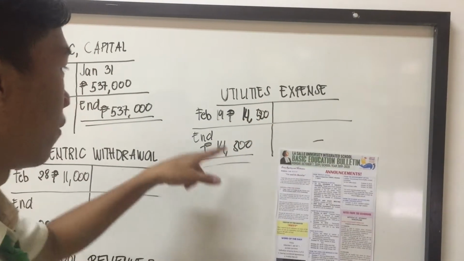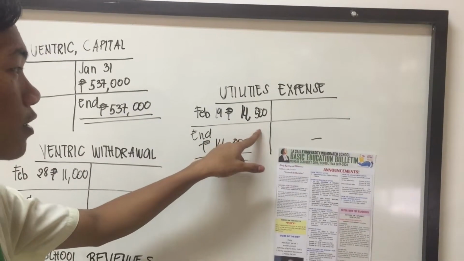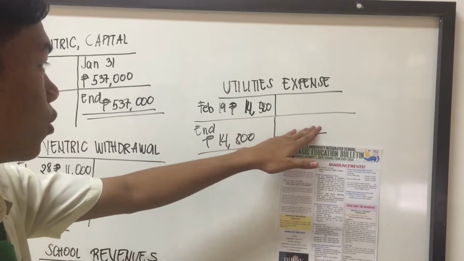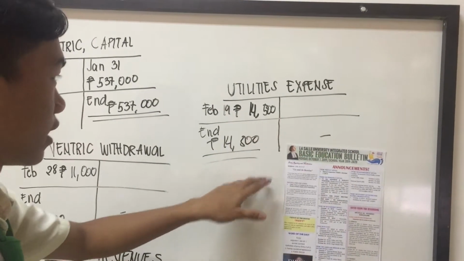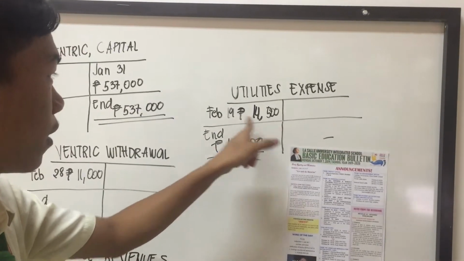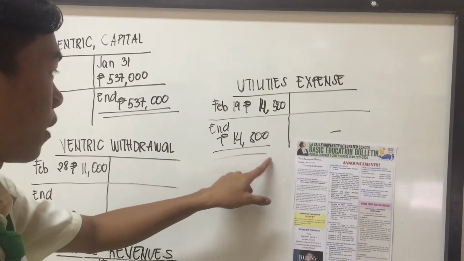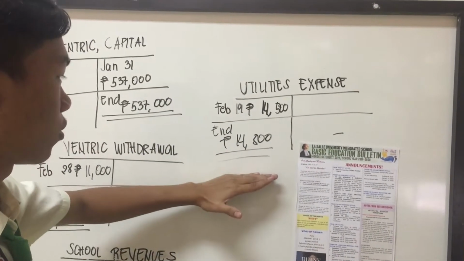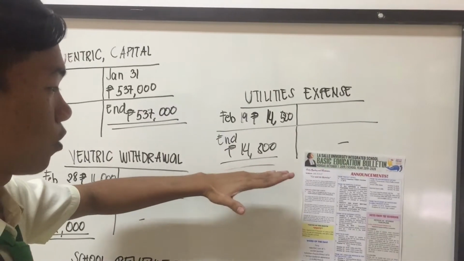Utilities expense. On February 19, we have 14,500. We have no other transaction. Just copy the amount of February 19, 14,500. That is the normal balance, then don't forget the double rule.